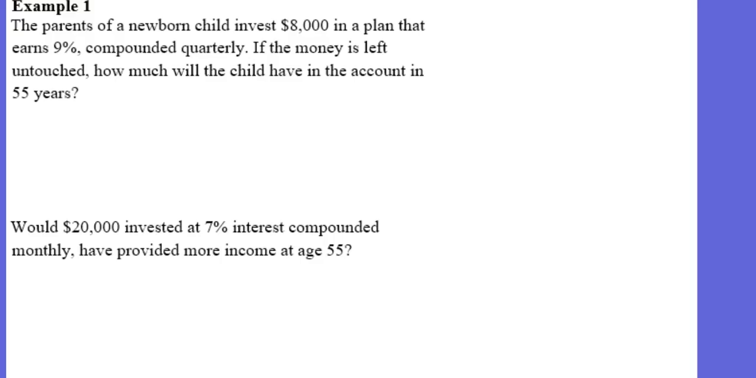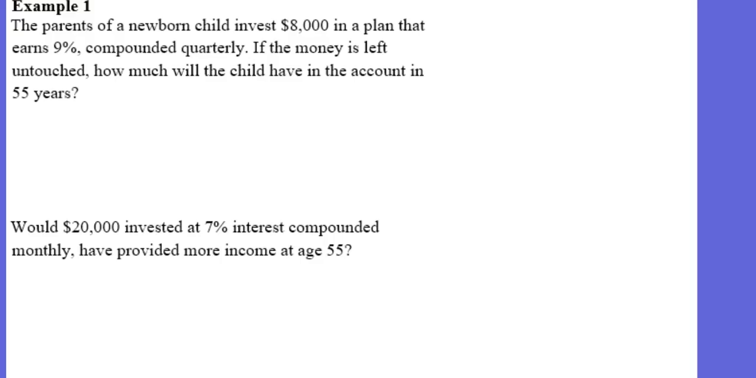Number 1 says, the parents of a newborn child invest $8,000 in a plan that earns 9%. Now, that doesn't say annually or monthly, so we're going to assume annually. And it's compounded quarterly. If the money is left untouched, how much will the child have in the account in 55 years? Scenario 1. Scenario 2, would $20,000 invested at a little bit less percent, 7%, compounded 12 times monthly, have provided more income?